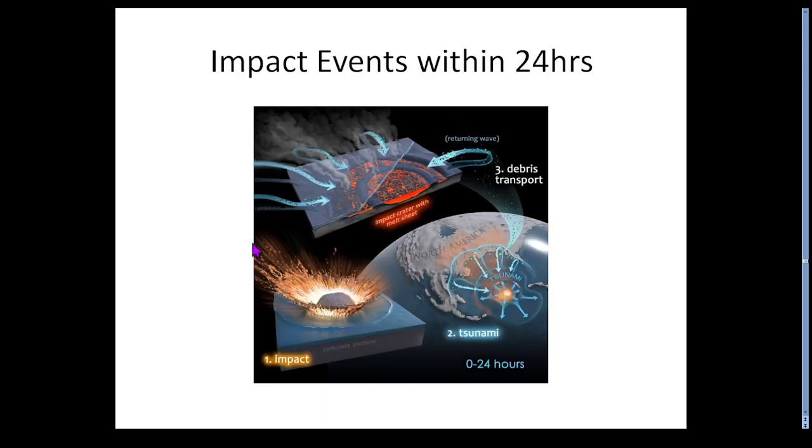Impact events within 24 hours. You get one impact. You hit the carbonate platform, everything gets pretty much melted, blasted into the air, pulverized. Then you have an outward going tsunami in 0 to 24 hours. I mean, they're going to be going back and forth, but you're going to have tsunamis running around for at least a couple days. Debris is pushed into the air. And then the impact crater has these melt sheets inside of it from everything that was molten. So, a mess.